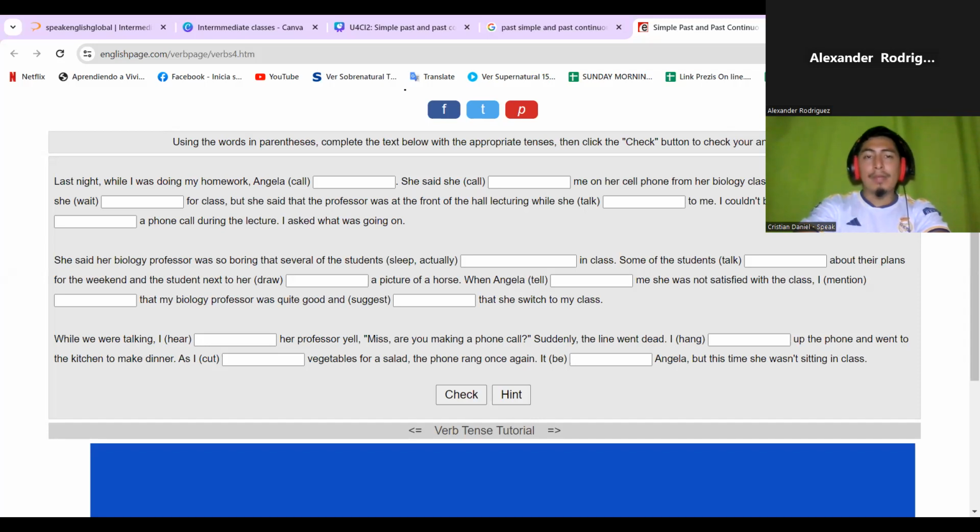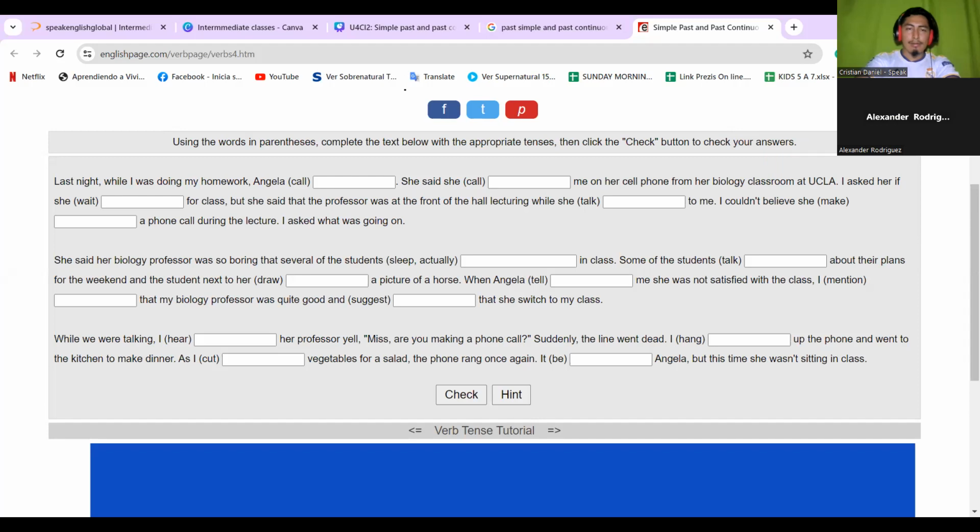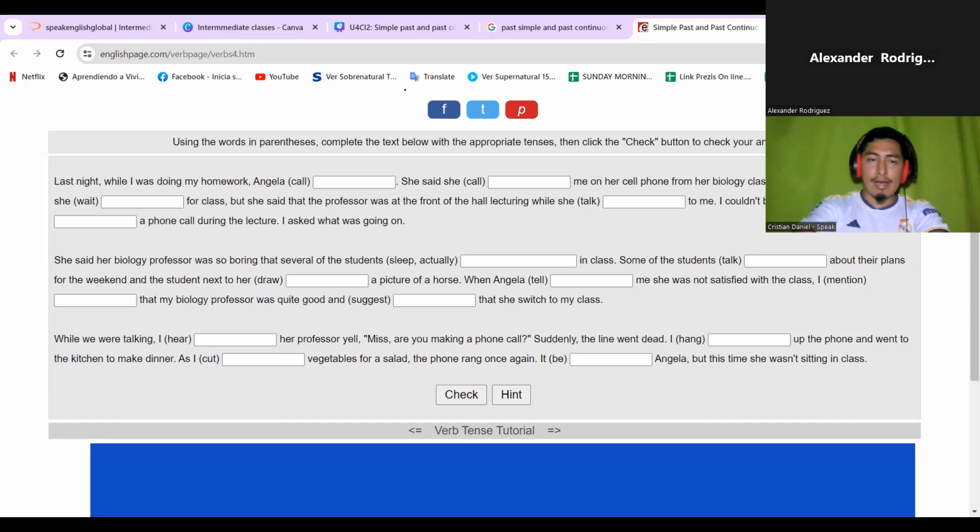Okay, so as you can see over here, we have to use the words in the parentheses to complete the text below with the appropriate tense. Then click the check button to check your answers. In this case, we are going to complete this paragraph with the verbs in the correct form. Remember, right now we are going to practice simple past and past continuous. After that, we are going to check if they are correct or if we have to correct something. Okay? Do you need time to check or to identify which is the correct tense, or can we start now?